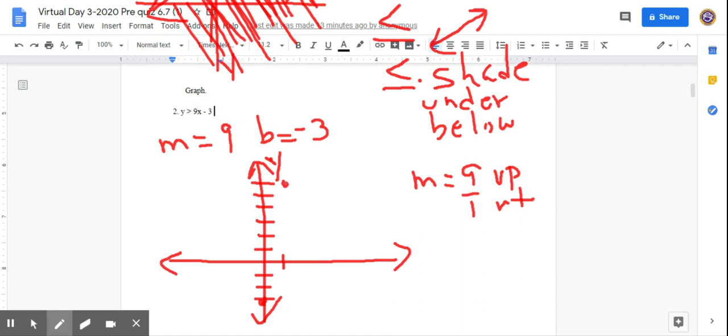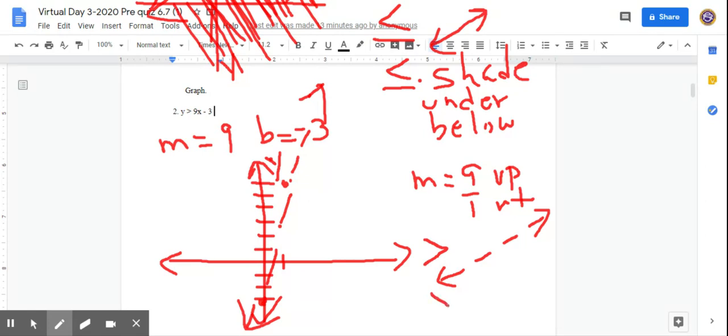Now we have to decide if it's going to be a dashed line or a closed line. So we look at our inequality. It's greater than. So it doesn't equal. So the points on the line aren't included because there's no equal sign. That means we're going to use a dotted or dashed line. Okay, so we're going to join our 2 points using a dotted or dashed line. Close enough. Okay, now what do we have to decide?